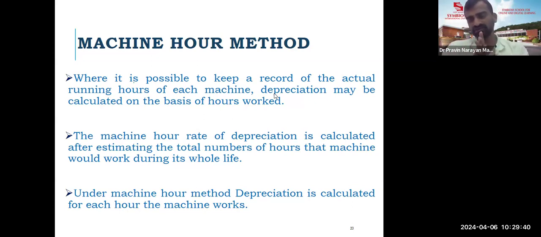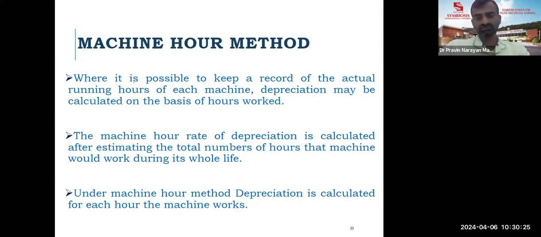This method is commonly used for machineries and equipment that are primarily used in the manufacturing, or we can say the production process. Basically, it is a usage based depreciation. What am I saying? Usage based. How much that asset is used. On that basis, we calculate the depreciation under this method that we call machine hour method.